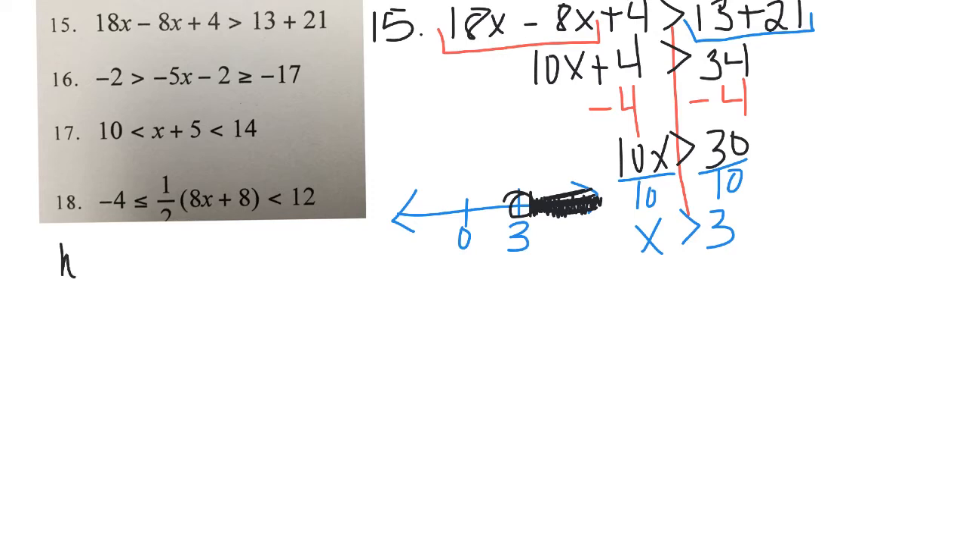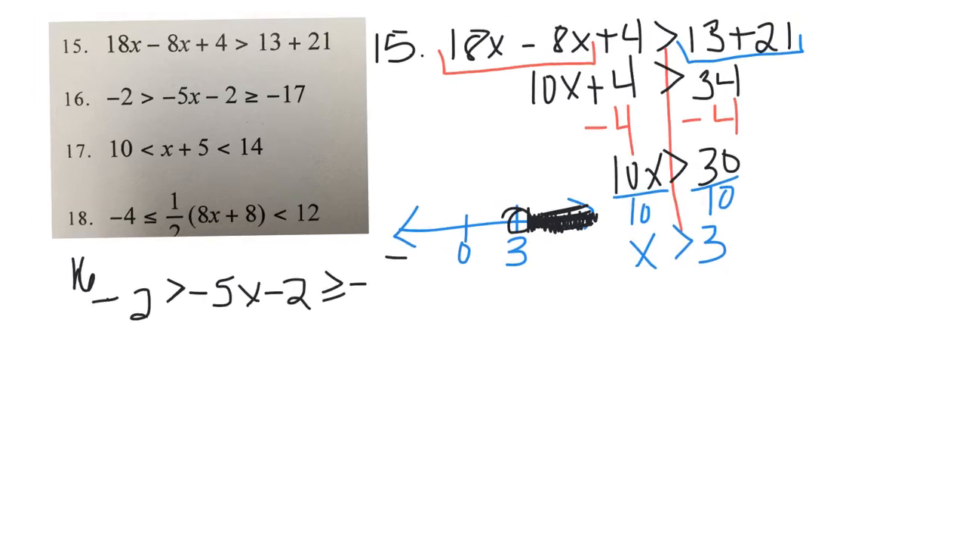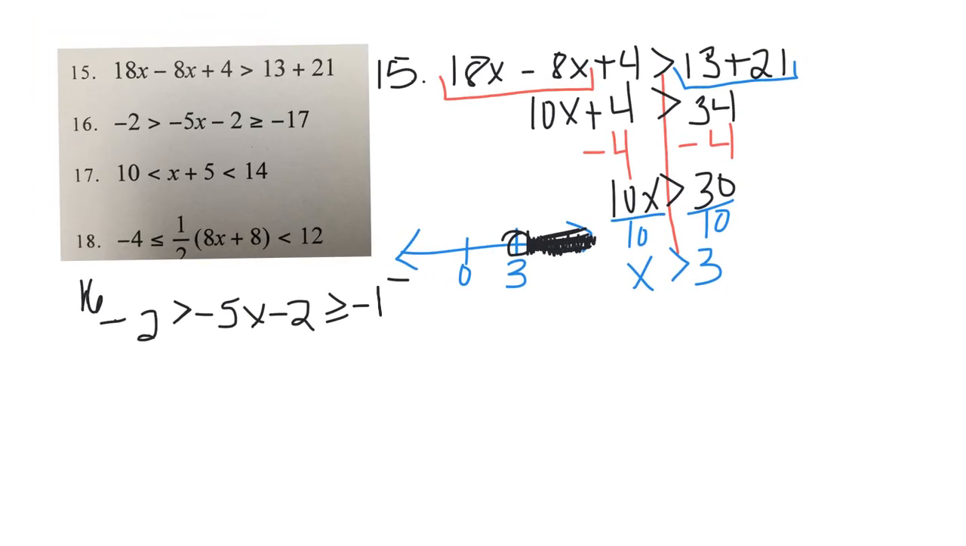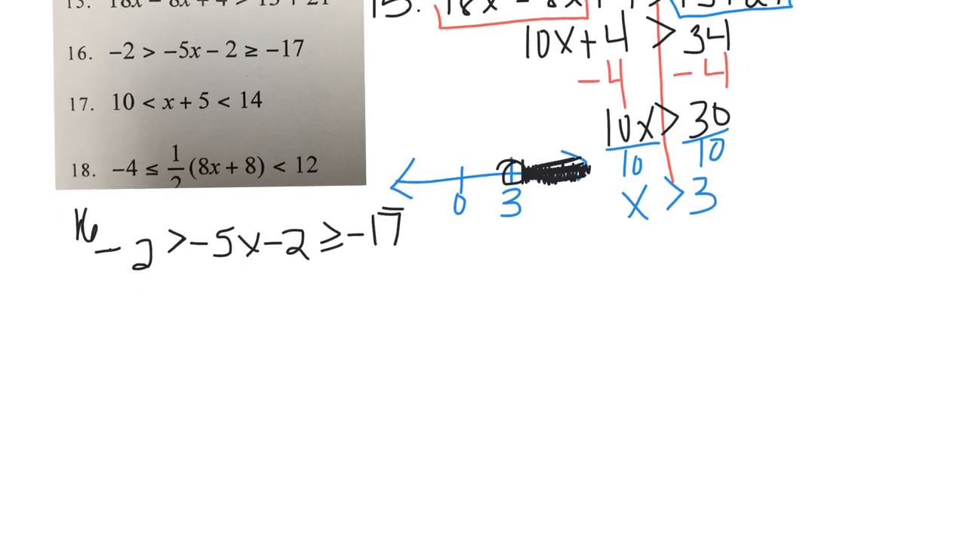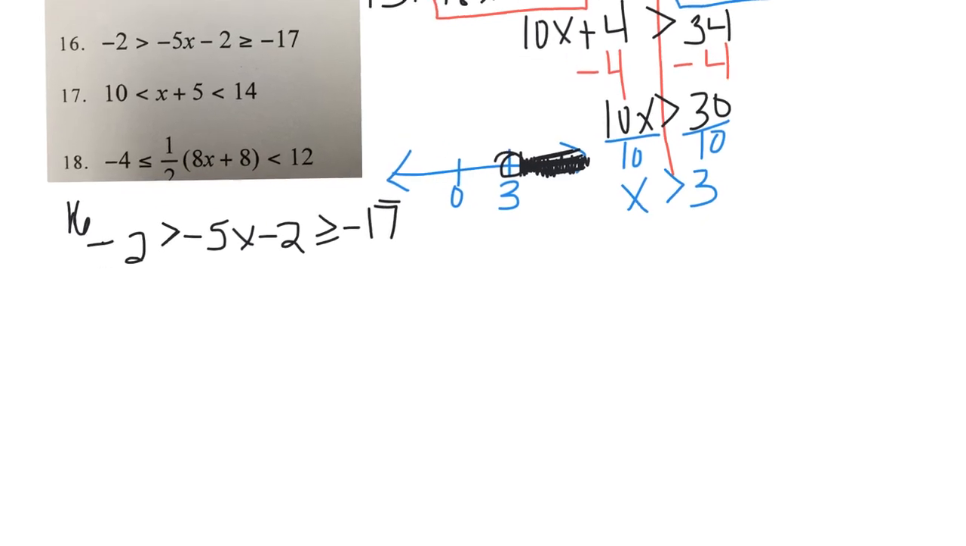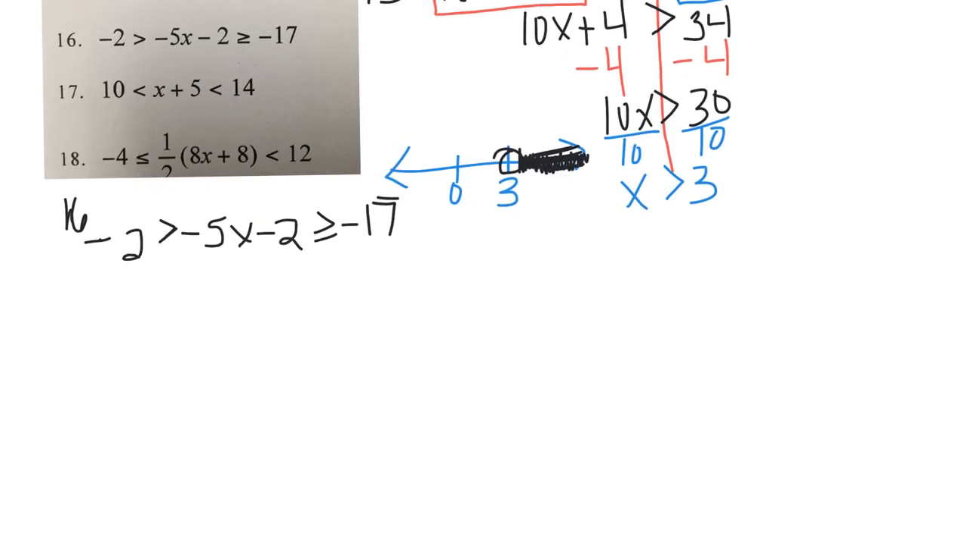Number 16. This is a compound inequality. This is an and: 0 less than negative 5x minus 2, less than or equal to negative 17. We treat this like we have 2 lines. Whatever we do in the middle, we're going to do to the right and to the left. We're going to treat it as one big equation.